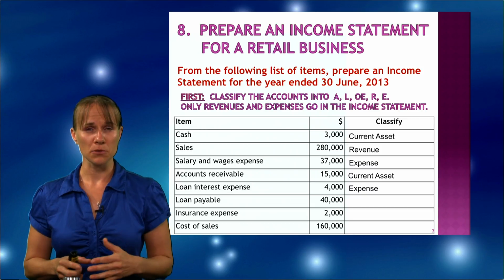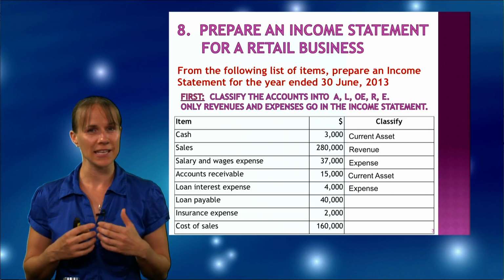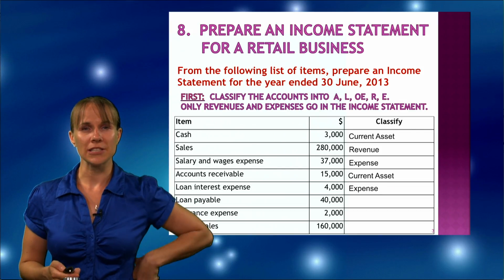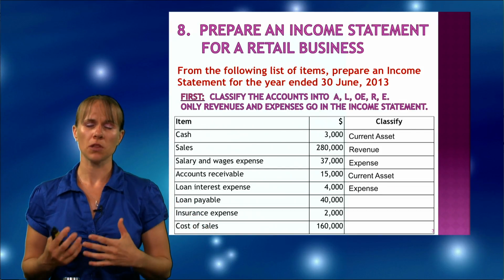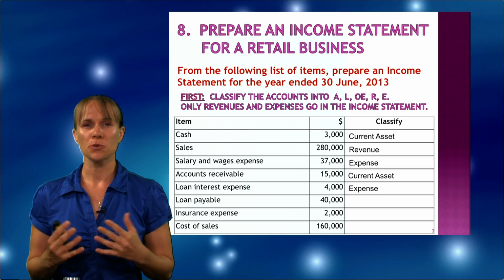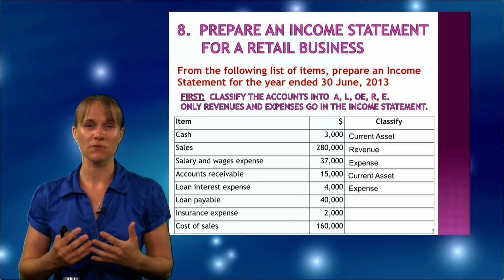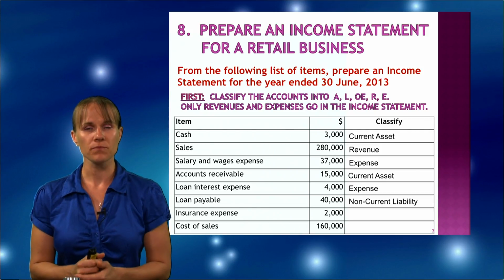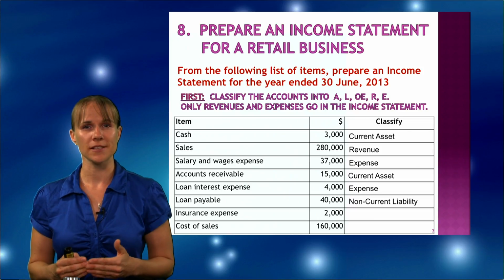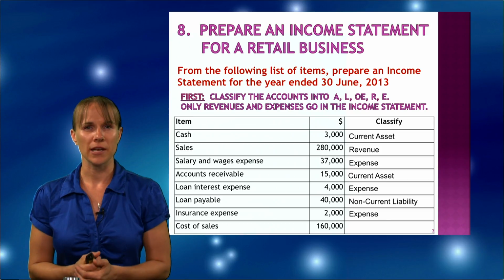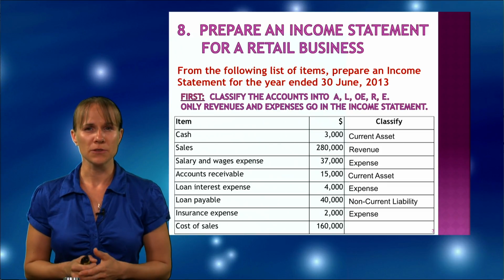The loan payable, so payable indicates we've got to pay, we owe someone. So loans as well are generally longer term liabilities, unless you're explicitly told that it's a short term loan. You would assume that generally loans are going to run for more than 12 months. So we're looking at a non-current liability here. Insurance expense, so again, expense, it's in the name, it's giving itself away. So expense.